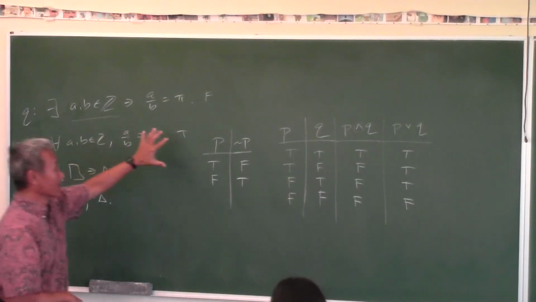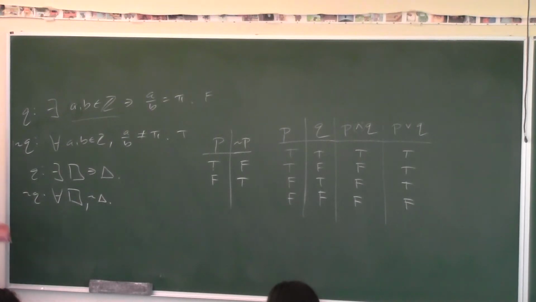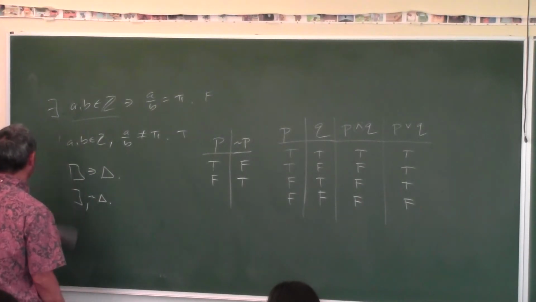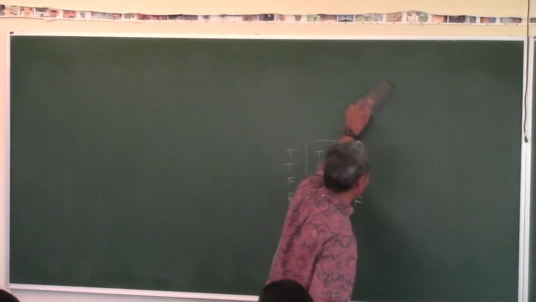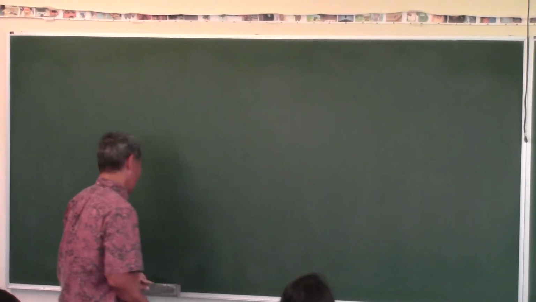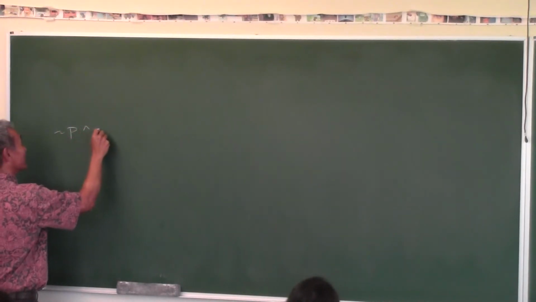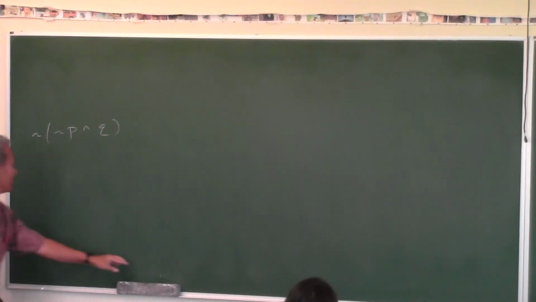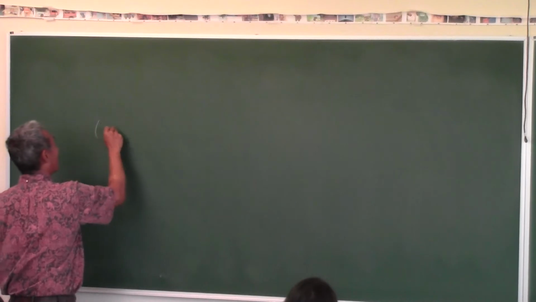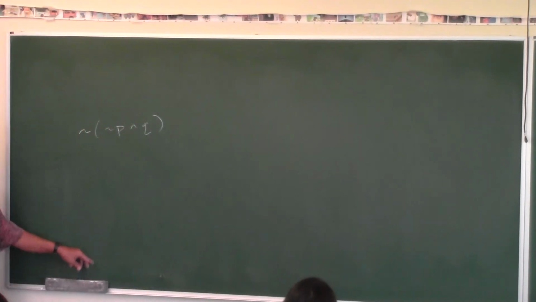Okay, now just based on these three things here, what you have to do tonight is construct a truth table. Let me just do one for you. Not P and not Q. Okay, I need more space. Construct the truth table for this statement here.